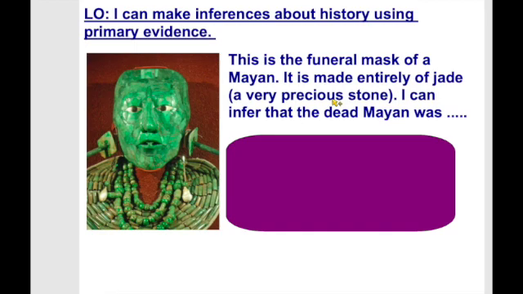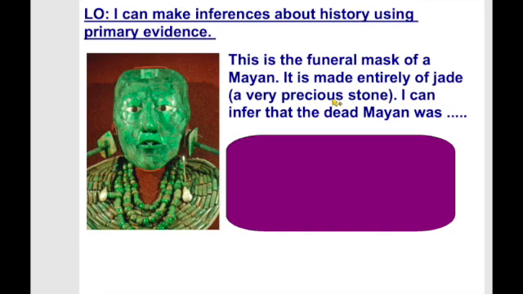Primary evidence in history means that what you are looking at actually came from that time. We did this in history with the Vikings when we looked at a letter from Alison of York. Also when we looked at the poem about the berserkers. Those were examples of primary evidence. So today, the primary evidence we're going to look at is this mask. Now, obviously it's a photograph, so it's not the real thing, but the primary evidence is this mask.